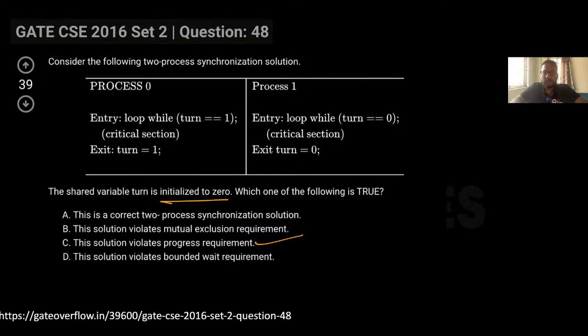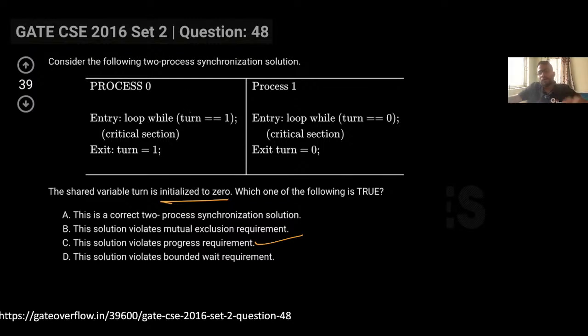Let me know if you understood this thing. I hope that is fine to everyone. How to check for these three conditions is very crucial. Like for progress, we need to check two things. Similarly, for mutual exclusion, generally this is easy, but still let's take care of the two things.